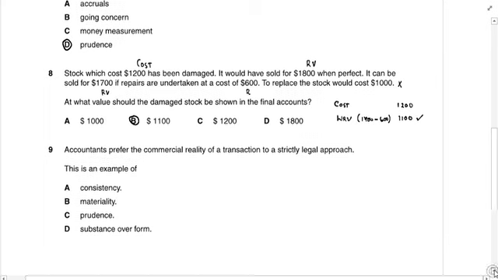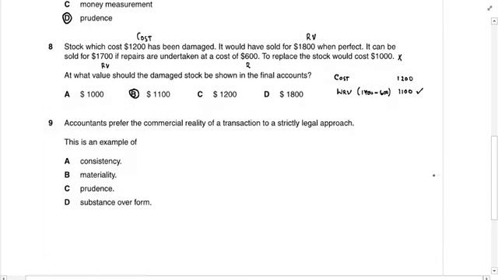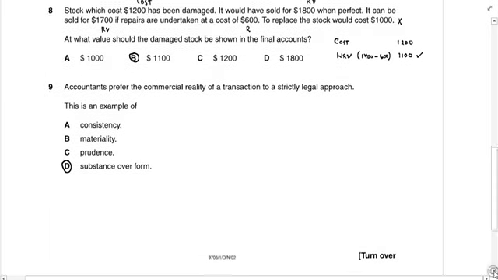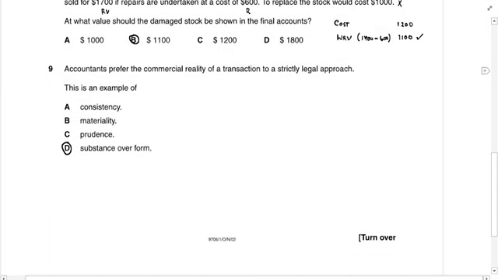Then we go ahead. Accountants prefer the commercial reality of a transaction to a strict legal approach. This is an example of substance over form. I remember in the last video, I made the statement emphatically. I said that we take the commercial reality of a transaction, not its strict legal form. That is the application of substance over form. Remember, we said the inclusion of assets acquired on hire purchase and those acquired on lease basis is the application of substance over form, right?